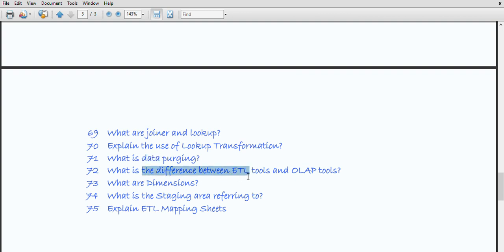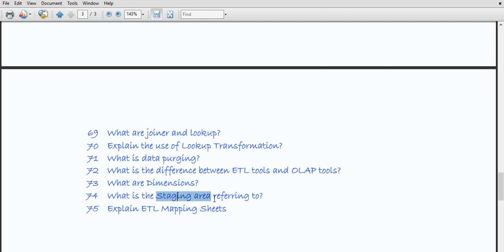Then what is the difference between ETL tools and OLAP tools? Informatica is one example of an ETL tool, and for OLAP tools, there are Business Objects or Cognos. Then what is meant by dimensions? The dimensions are the groups or categories through which the summarized data is stored.